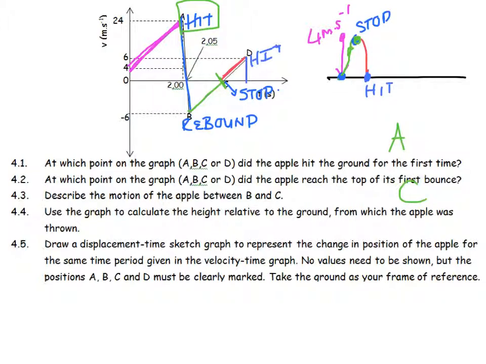It then asks you to describe the motion between B and C. So between B and C is this part over here where the object is bounced off the ground and is going up into the air. So it is slowing down at a rate of 9.8 meters per second squared, and then it stops at the top of its projectile at point C.